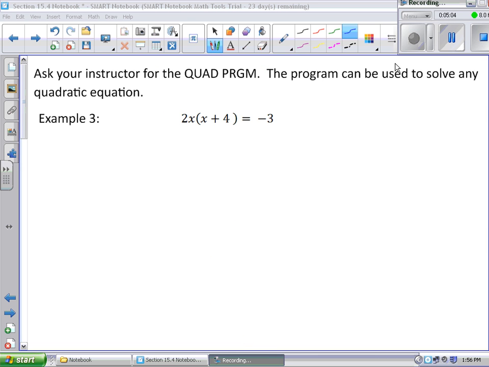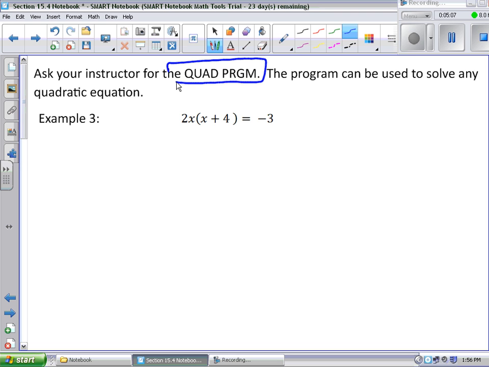Ask your instructor for the quad program. This program can be used to solve any quadratic equations or to check any quadratic equations.